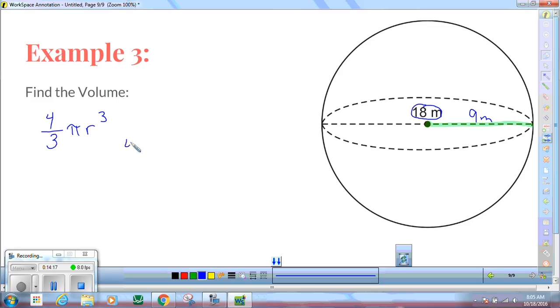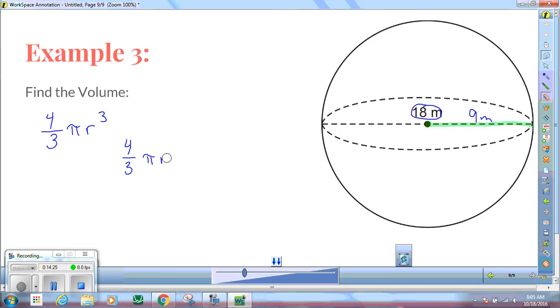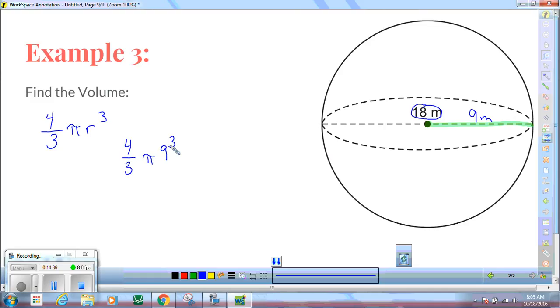So when I actually go in to plug it into 4/3 pi r cubed, that means I'm going to put in 9 cubed. And so then I can type into my calculator 4/3, 4 divided by 3. Use the pi button. If it asks you to estimate, don't just use 3.14. We can leave it as an exact answer though, because we know that that's more precise. So if I just do 4/3 times 9 to the third, I'm going to get 972.